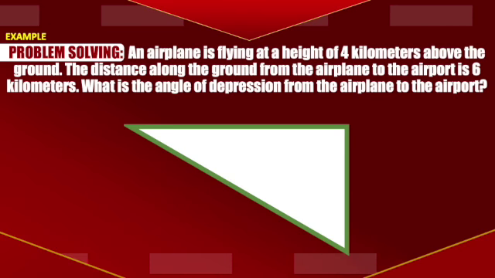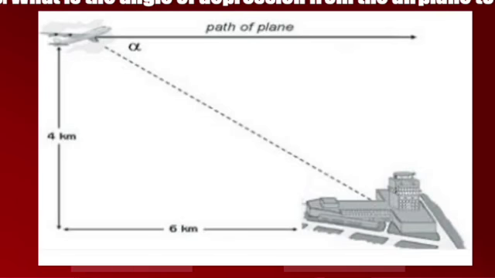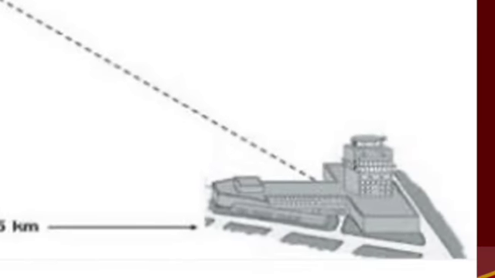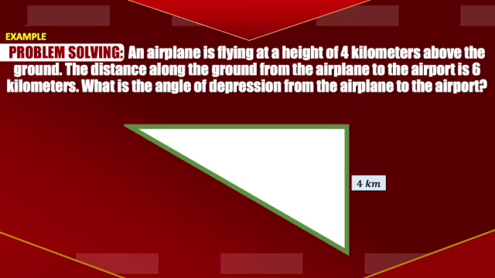Bakit nandoon yung triangle? Since we're talking about angle of depression, again, kung titignan ninyo, yung line of sight kasi ng airplane, nasa taas din. Yun yung line of sight. Tapos yung pababang distance, from the airplane going down to the airport, that is the line towards the object.